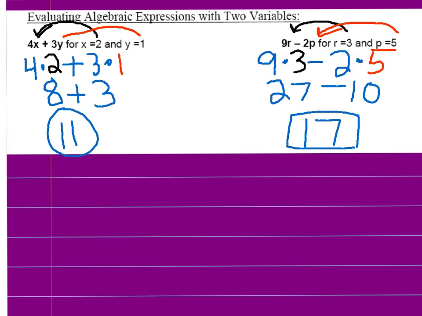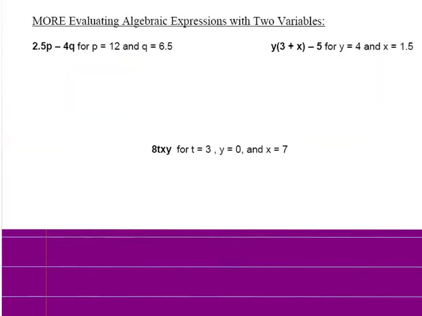Okay, so again, it's like the same thing we've been doing all week, except now we're substituting a value in where the variable was. Okay, more examples. And with these examples, the difference is we're going to put some decimals in, and they'll be harder numbers now. So 2 variables, p equals 12. So we're going to put the 12 where the p is. And then we're going to put the 6.5 where the q is.